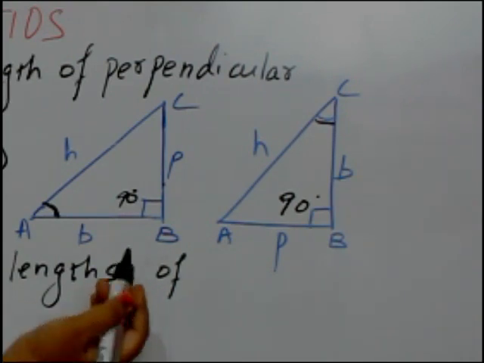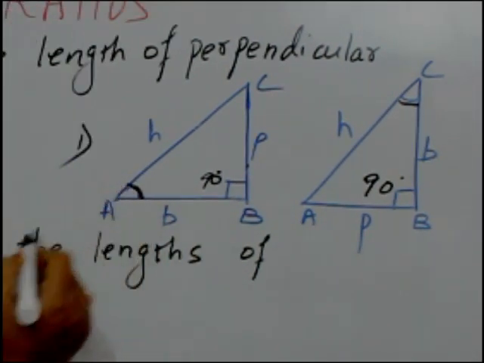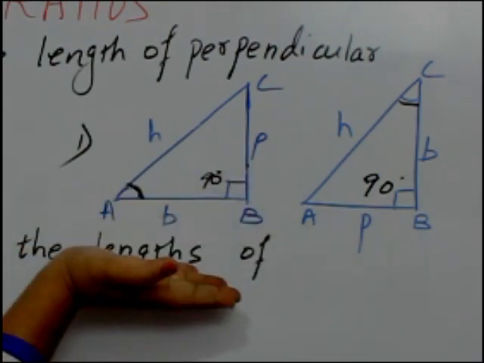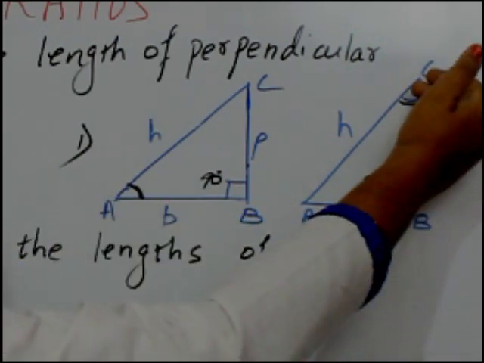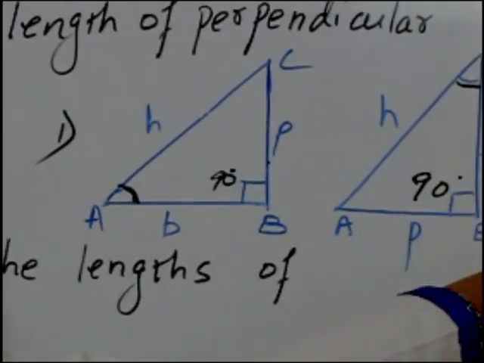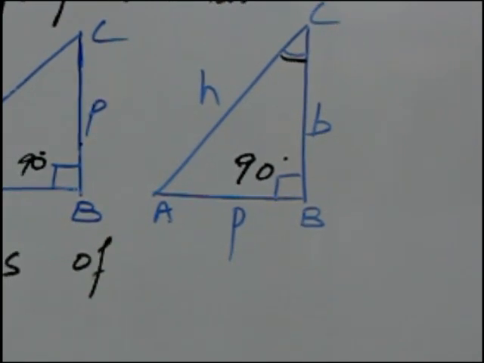Next, the adjacent. Angle A adjacent, what? Angle A adjacent is the base. So AB is the base. Here, angle C, you see, the hypotenuse is already done. Its adjacent is what? BC. BC is the base.